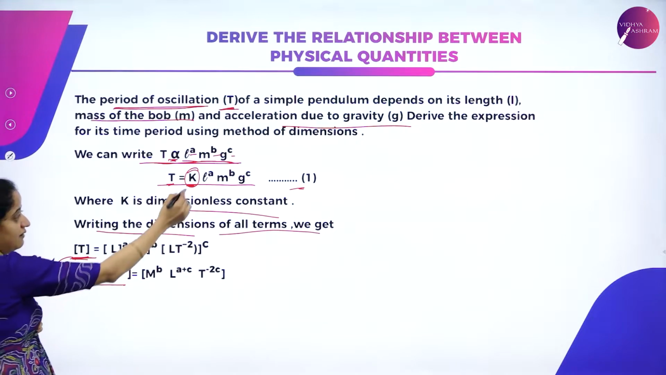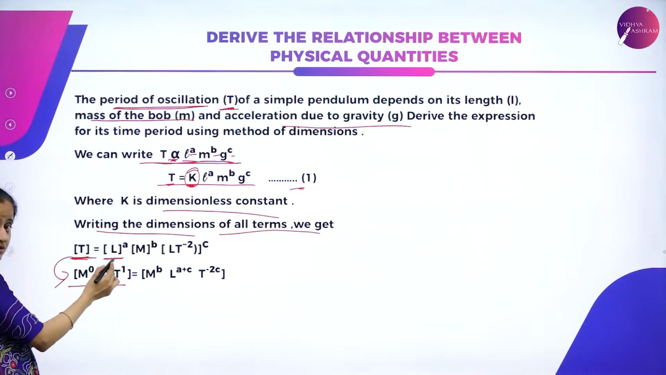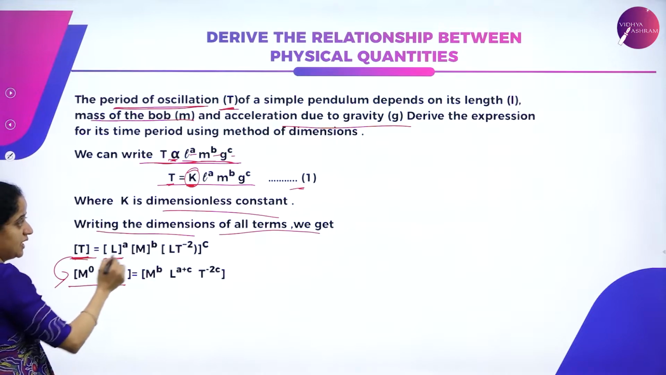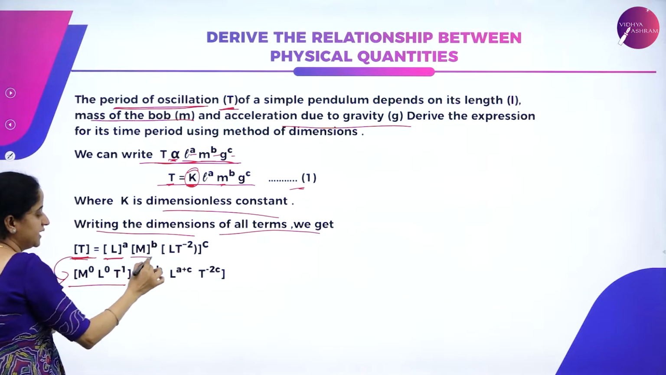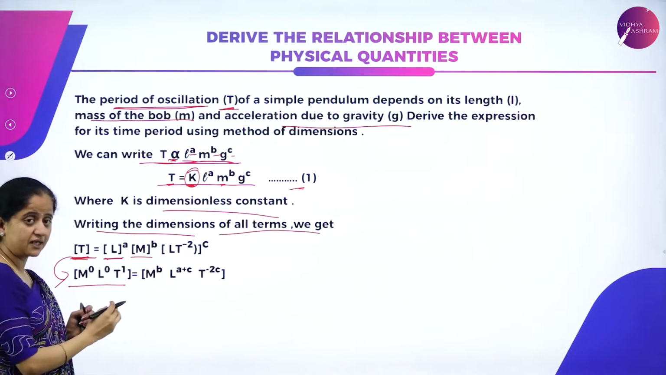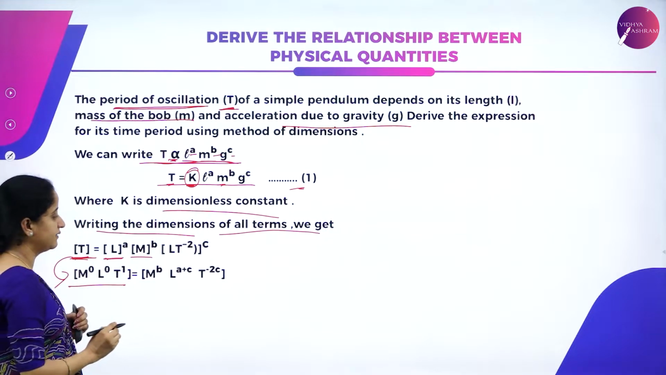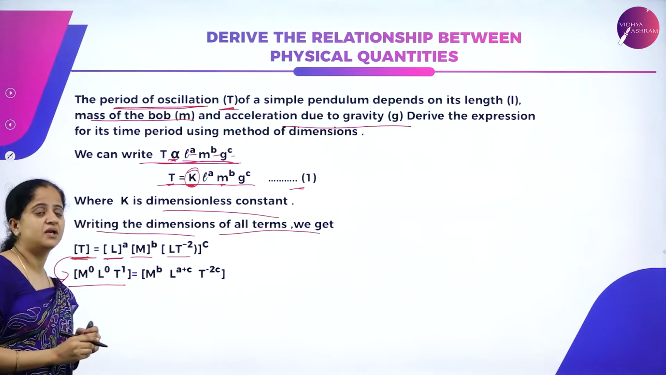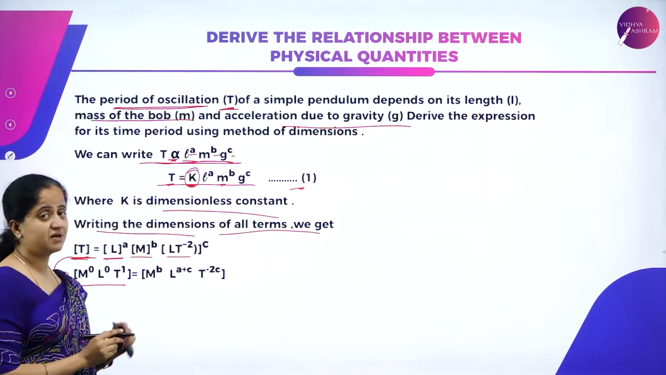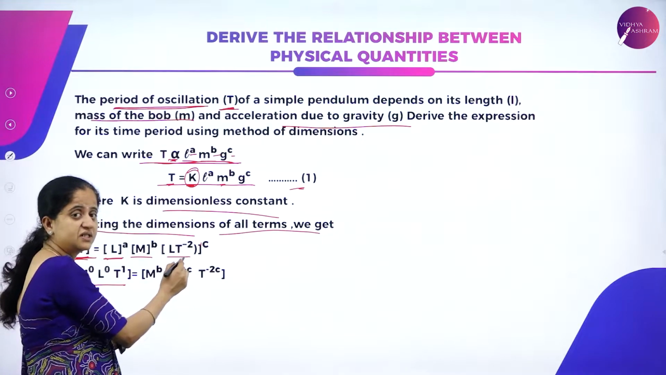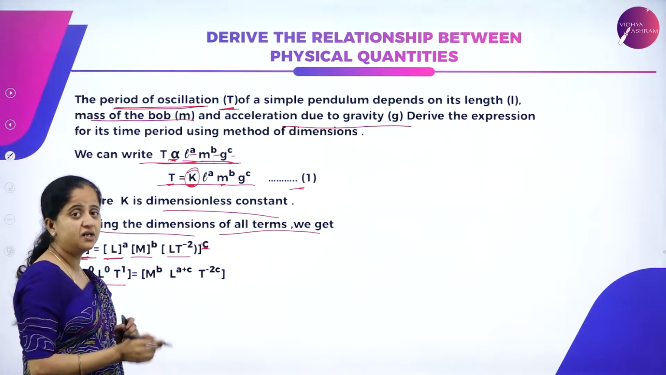So we have length here, L, which is enclosed in a square bracket and raised to A, and M is nothing but mass, again capital M, enclosed in a square bracket and raised to a power B. G is nothing but acceleration due to gravity. So the acceleration dimensional formula is L T raised to minus 2, and it is also enclosed within a square bracket, which is raised to a power C.